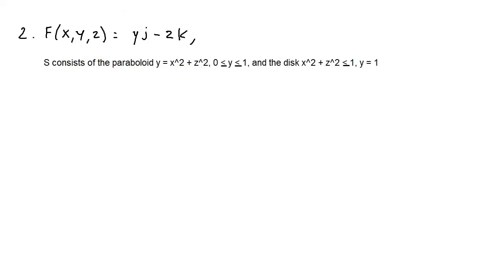So now for number 2, we have the vector field F of x, y, z equals y times j minus z times k. And it's giving us that S consists of the paraboloid y equals x squared plus z squared. And for that paraboloid, the y bounds go from 0 to 1. And the disk x squared plus z squared is less than or equal to 1. And it's giving us that for the disk, y is exactly equal to 1.